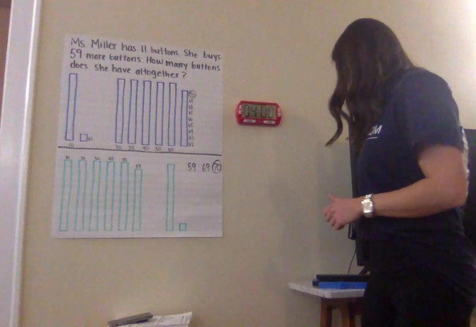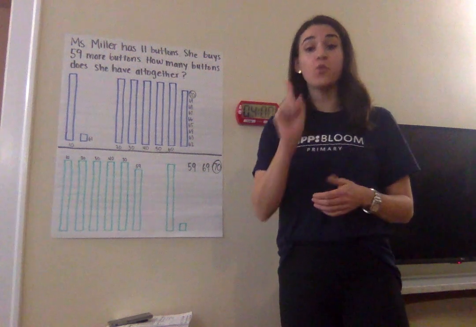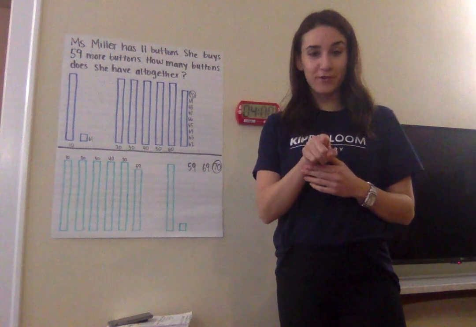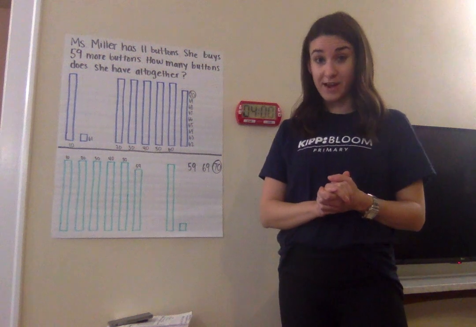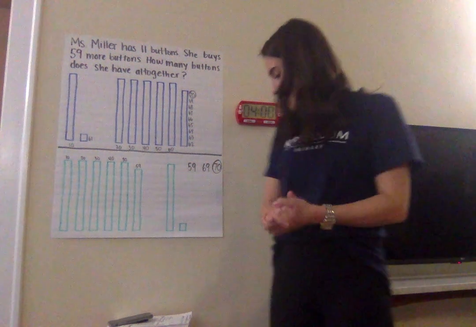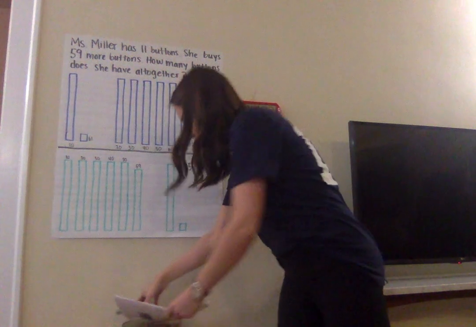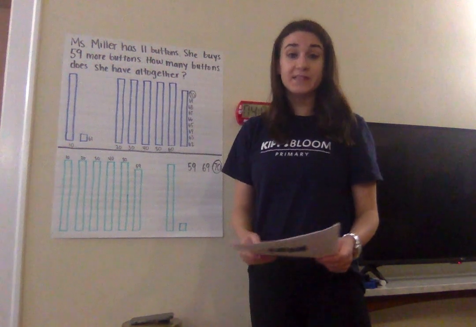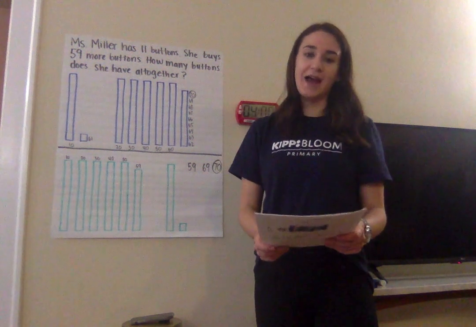So, you did an awesome job solving these along with me. I'm going to give you one more problem to solve on your own. I'm going to read it to you 2 times, so listen really carefully. You ready? Okay. Caitlin has 18 pencils. She bought 46 more pencils. How many pencils does she have now?